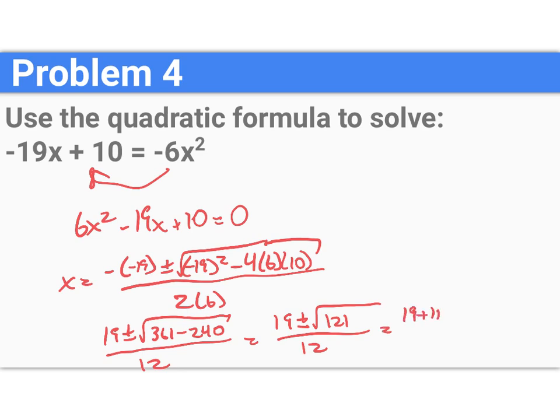Which gives us 19 plus 11 over 12, 30 over 12, and then 19 minus 11 is 8 over 12. And you should probably reduce your fractions. 8 over 12 comes out to 3/4. 30 over 12, 10 over 4, so 5 over 2. 5 halves, comma 3/4.